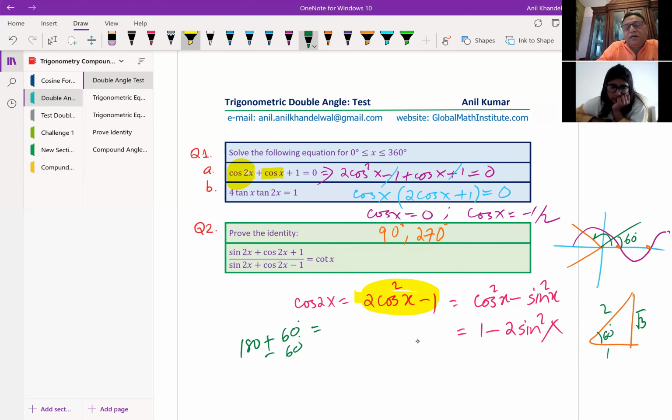And if you add that, we get 240 degrees. And 120. Take it, you get 120 degrees. So those four become the solution of your equation within the interval of 0 to 360 degrees. You see that? Right. How easy it is? Very easy.